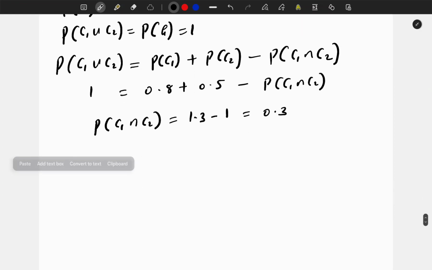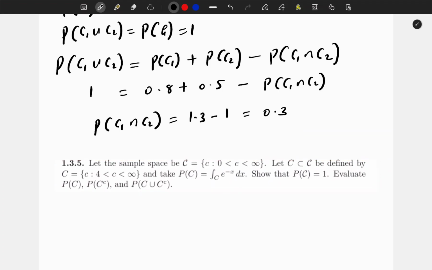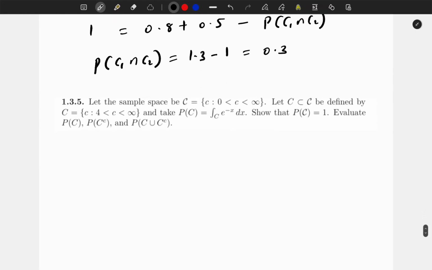So for problem 5, let's see what we have. We have, let the sample space be C. Our sample space should be given as 0 to infinity, and let C be a subset of the sample space defined by 4 to infinity, and then we take the probability of C to be the integral of exponential minus x. So we have to show that the probability of the entire sample space is equal to 1, and then we have to evaluate the probability of C, the probability of its complement, and the probability of its union and then its complement.